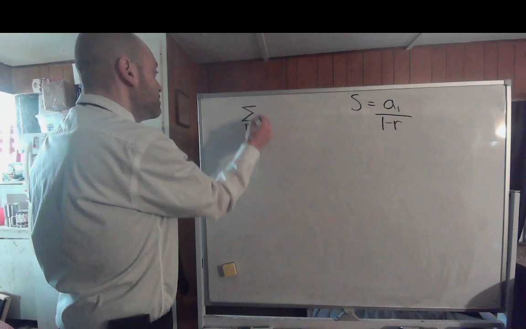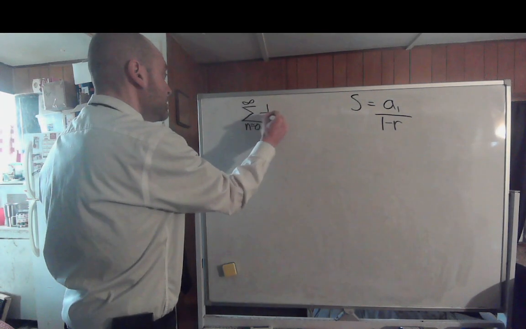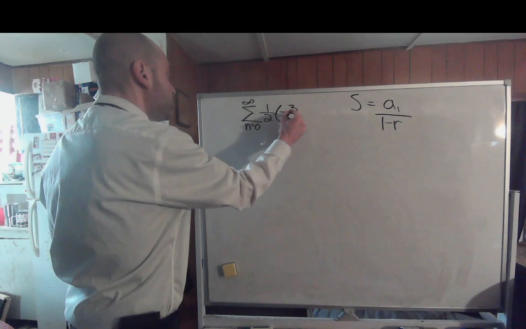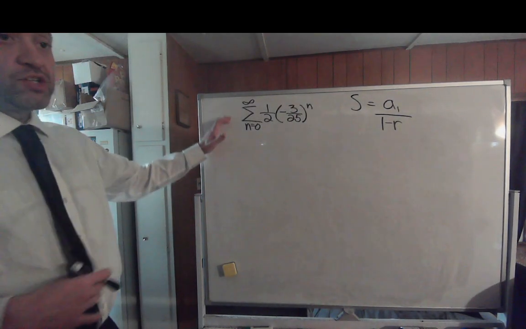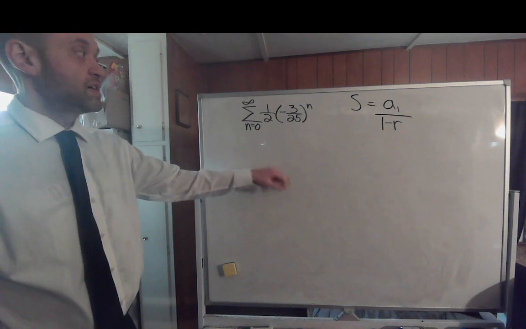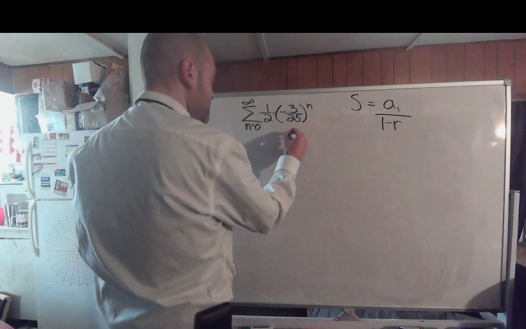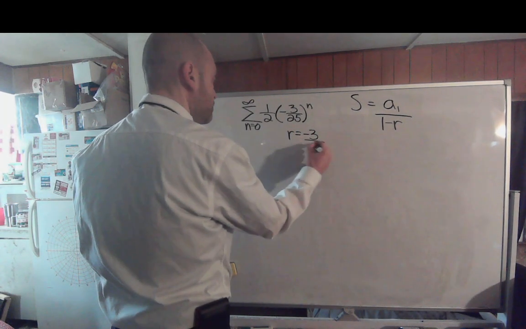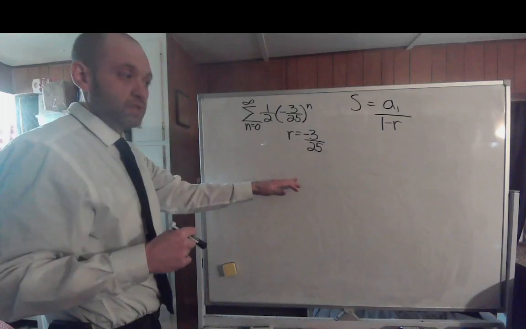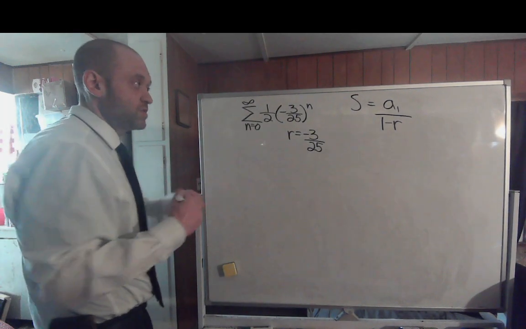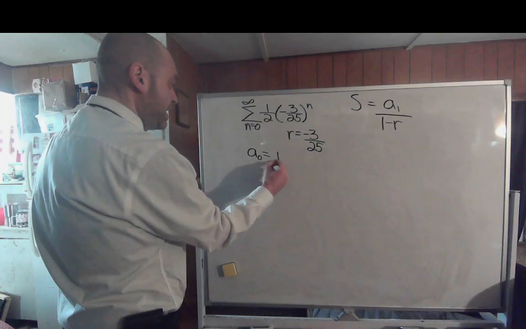N equals 0 to infinity. We'll find that infinite sum of 1/12 times negative 3/25 to the n. So we have the infinite geometric series, the sum of that of 1/2 times the quantity of negative 3/25 to the n. Well, what's your common ratio? The common ratio is negative 3/25. The absolute value of that is positive 3/25, which is less than 1. So this series will converge to a finite answer. Now we're starting with our 0th term. A sub 0 would be 1/2.